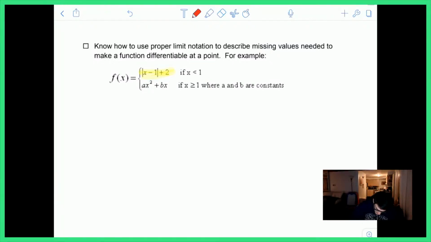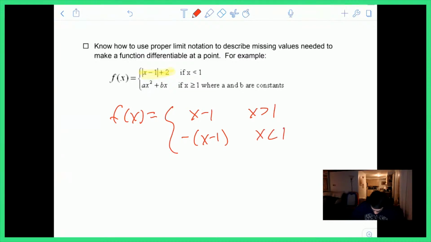So for example, if we know that f of x equals the absolute value of x minus 1, it's going to just be x minus 1 when x is greater than or equal to 1, and negative x minus 1 when x is less than 1. So clearly I'm defined less than 1 in this problem, so I'm going to replace my absolute value of x minus 1 with a negative x minus 1. That's this piece right here being used for my absolute value.